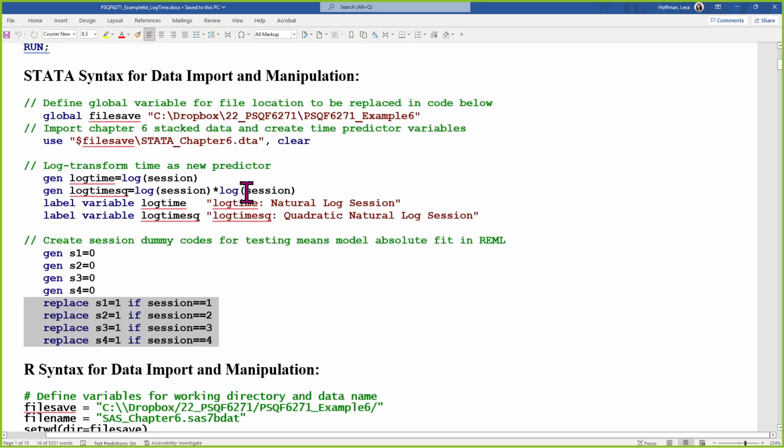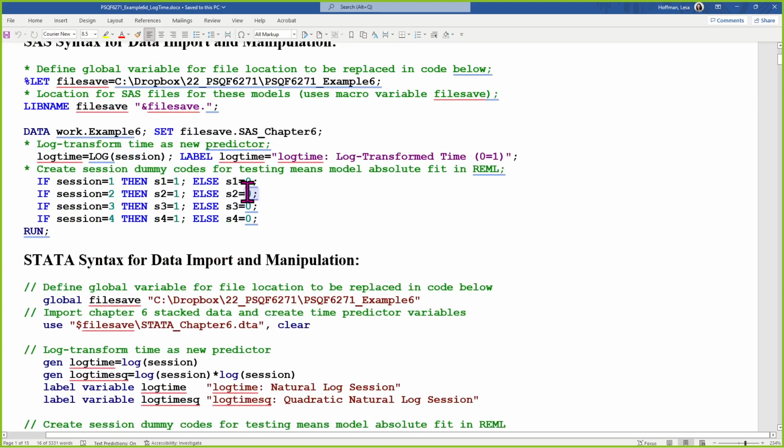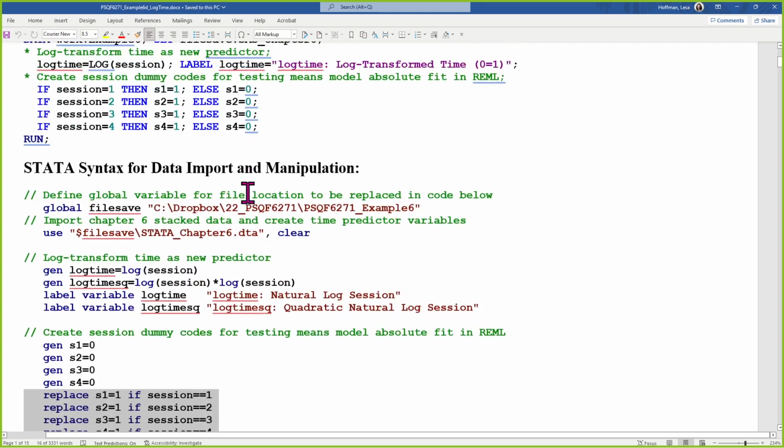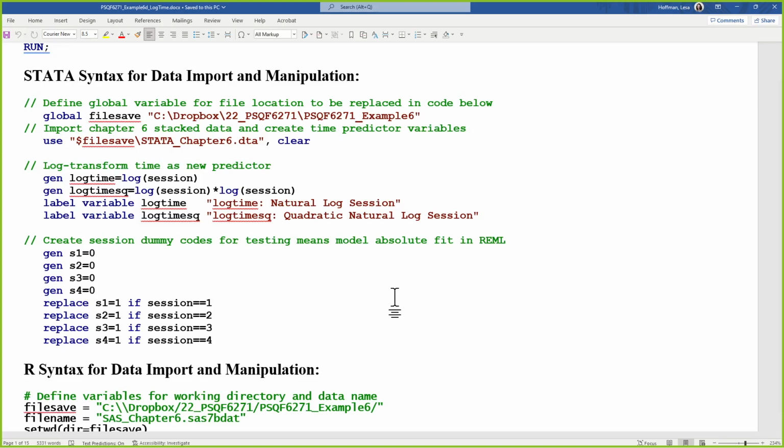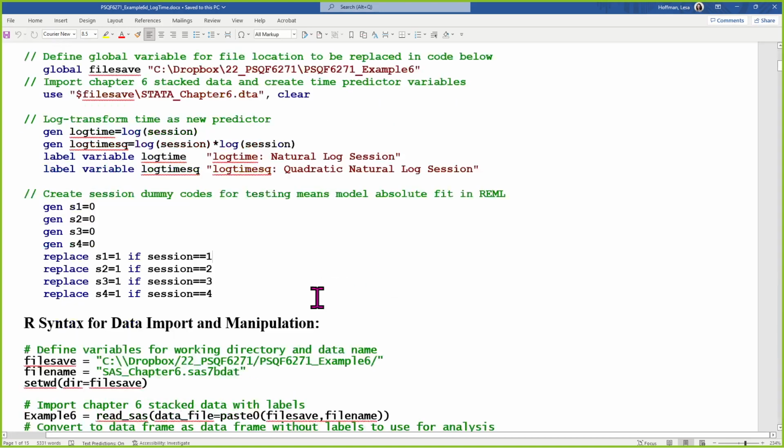So any questions on making variables and such? In Stata, I had to make a squared version of log time because it wouldn't let me make the squared version as a random effect in the model syntax. It kept yelling at me, and I was like, all right, fine, I'll just square it myself.